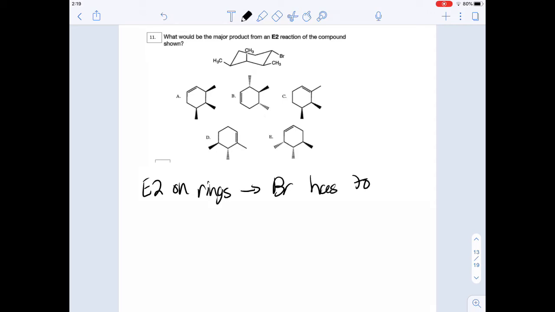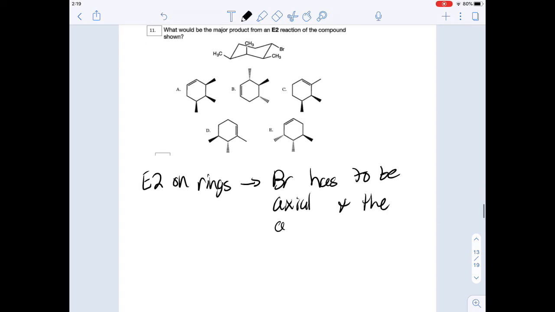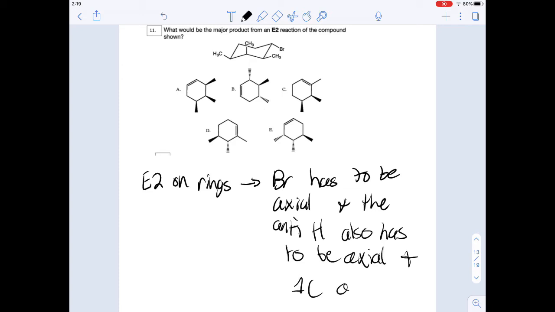Br has to be axial. And the anti-H also has to be axial and 1 carbon away, because that's how you can form the double bond. They can only be 1 carbon apart. Alrighty. That being said, we can look at this compound that they gave us.